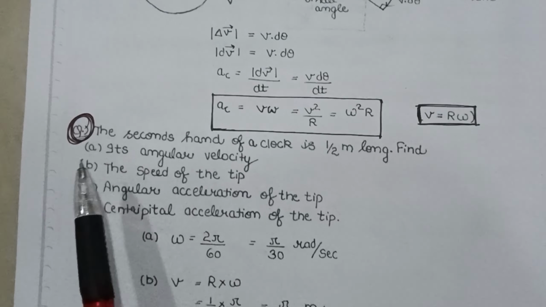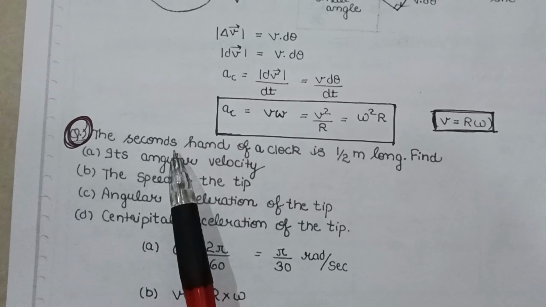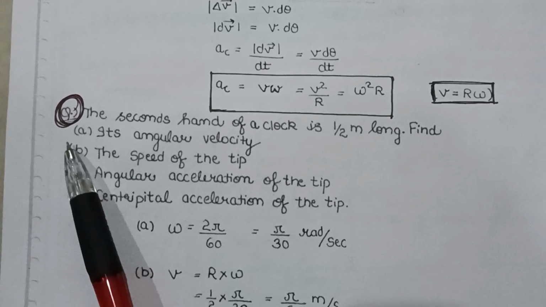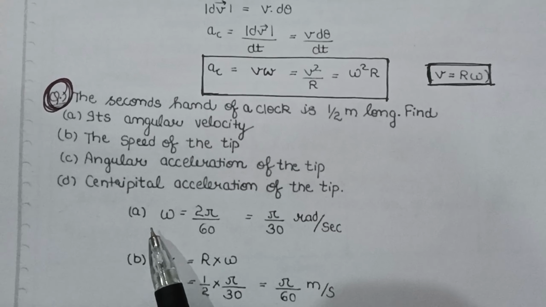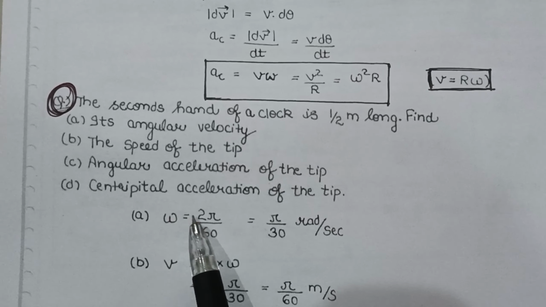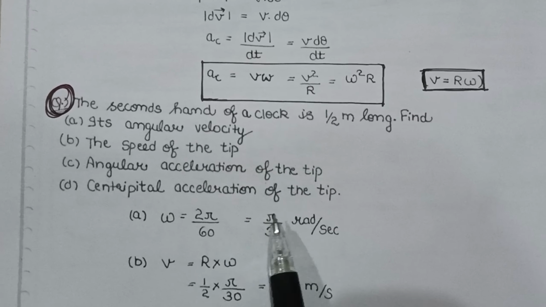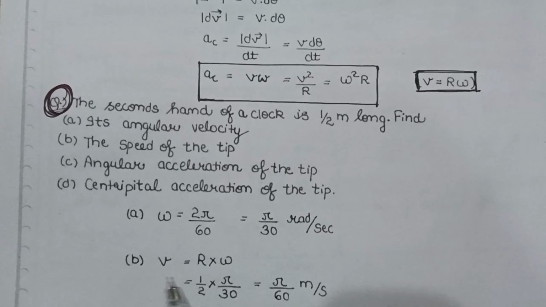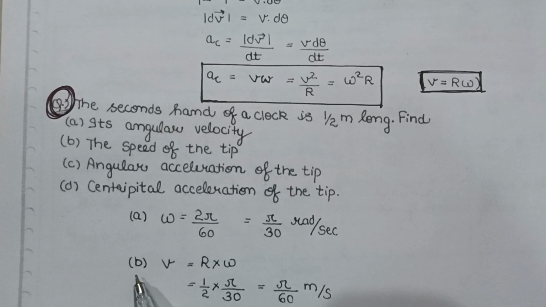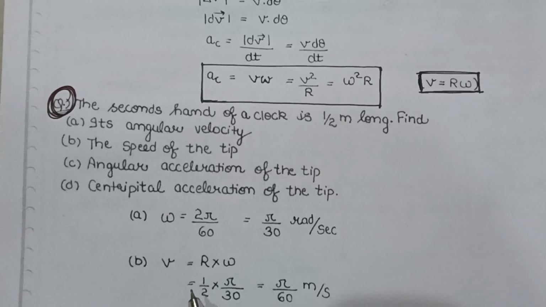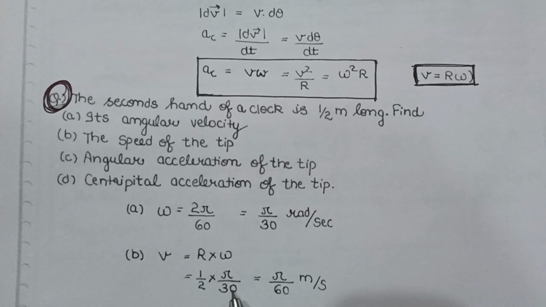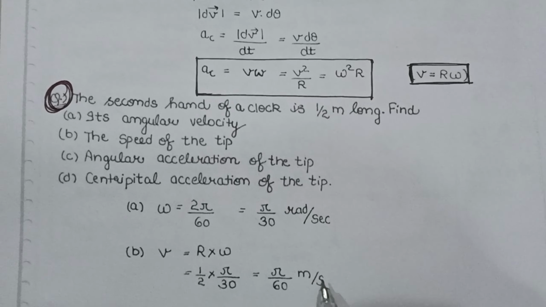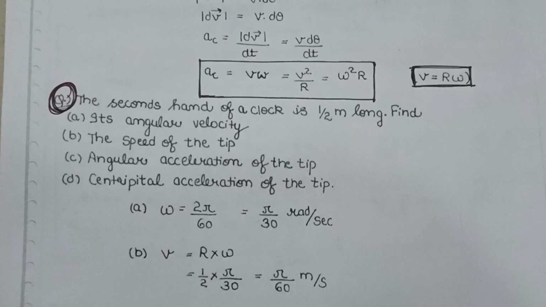Now a question for all of you. The seconds hand of a clock is 1 upon 2 meters long. Find a, its angular velocity. Therefore, omega is equal to 2 pi by 60 is equal to pi by 30 radian per second. This is the angular velocity. Then the speed of the tip. v is equal to r into omega is equal to 1 by 2 into pi by 30 is equal to pi by 60 meter per second. This is the speed of the tip of the seconds hand.